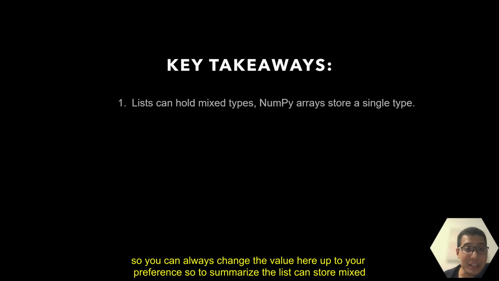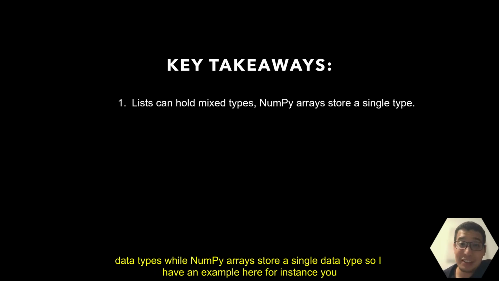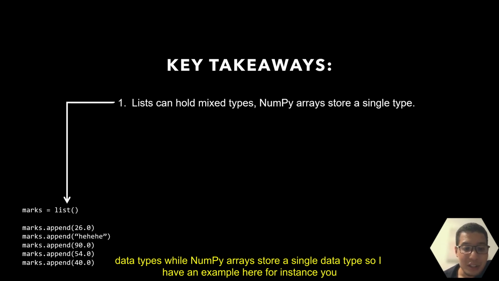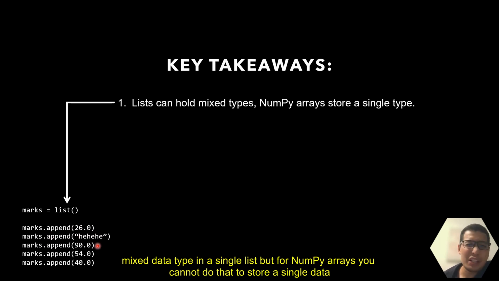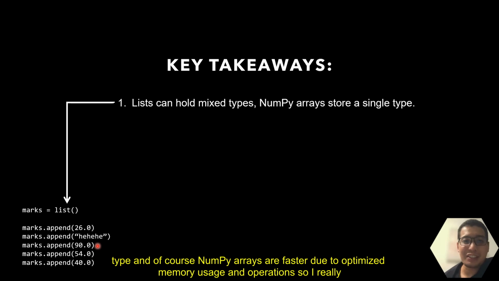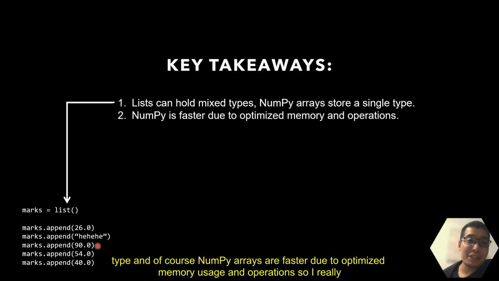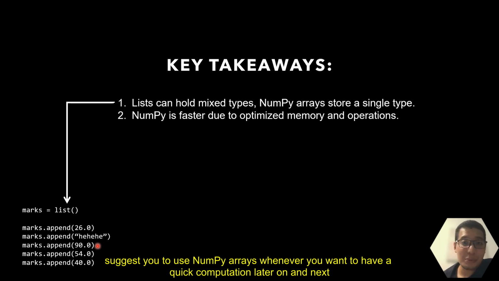To summarize, a list can store mixed data types, while NumPy arrays store a single data type. I have an example here. For instance, you can always append a floating number, and then next you can append a string, and so on. You can have mixed data types in a single list. But for NumPy arrays, you cannot do that, so it stores a single data type. And of course, NumPy arrays are faster due to optimized memory usage and operation. I really suggest you use NumPy arrays whenever you want quick computation later on.